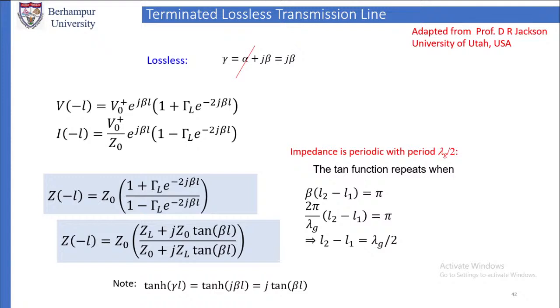We know beta is equal to 2 pi by lambda g, lambda g being the wavelength in the transmission line. So 2 pi by lambda g into L2 minus L1 is equal to pi, or L2 minus L1 is equal to lambda g by 2. So it will be repeated every lambda g by 2, where L2 and L1 are 2 points where the impedance is repeated. So suppose impedance is 50 ohm at L2, then impedance is also 50 ohm at L1, provided L2 minus L1 is equal to lambda g by 2.